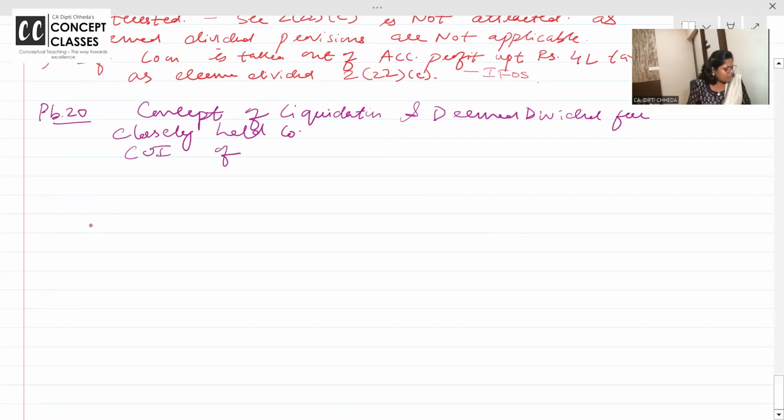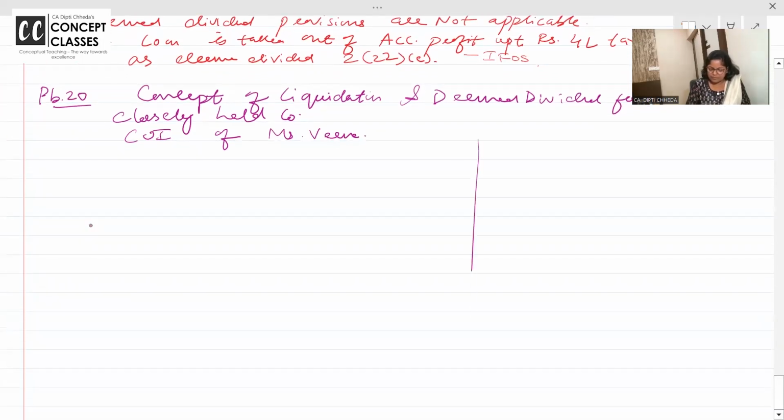Computation of income of Miss Veena. Okay, we are doing it for Veena. Actually they have asked you for the company also. For the company it is exempt, but I'll tell you now. We'll write the note later. Let us compute the income of Veena.